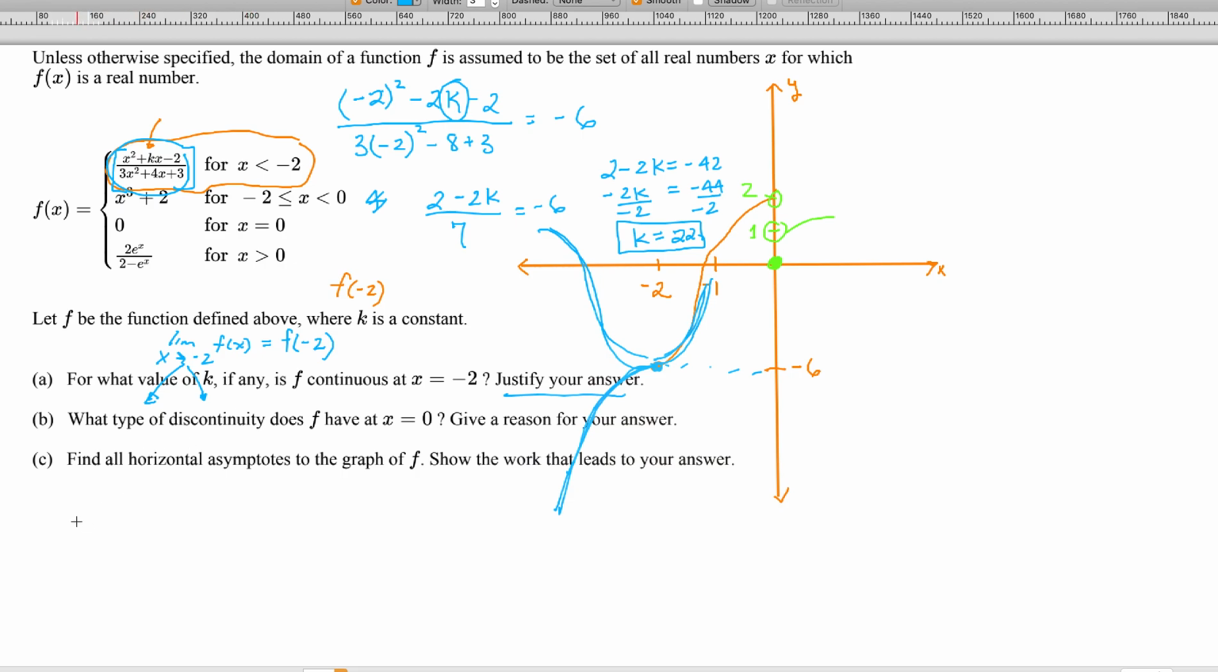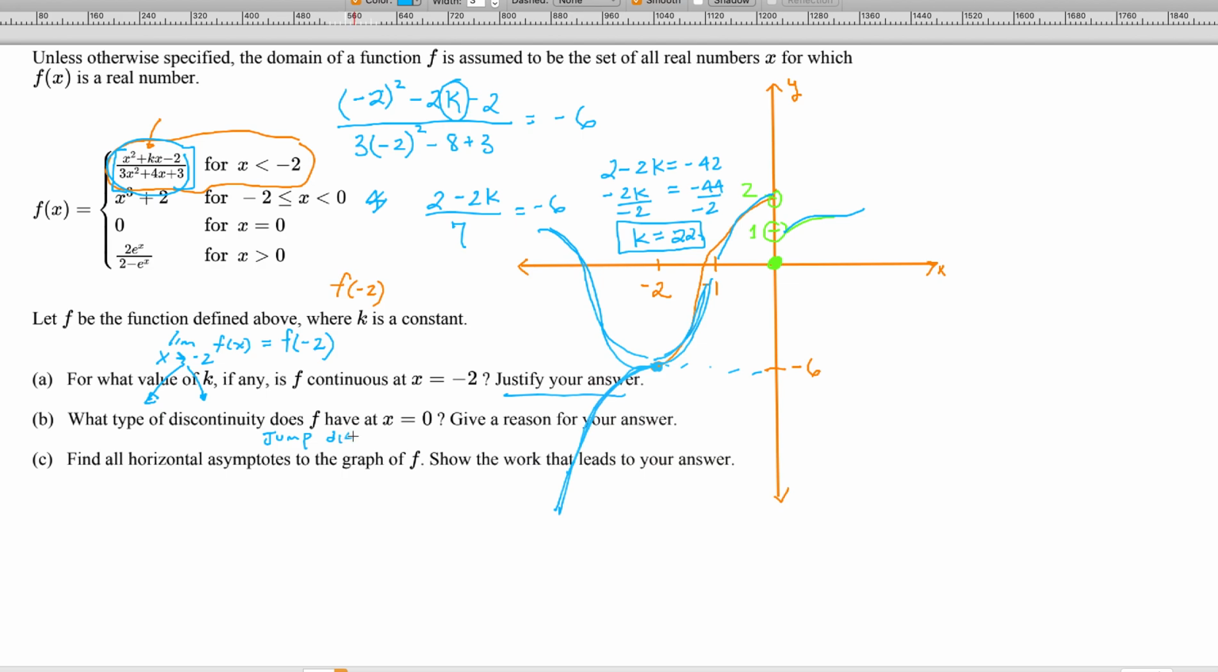Okay, now B. What type of discontinuity does f have at x equals 0? I did that here, and if you look at this, this is a jump discontinuity. This piece goes like that, or something like this, but it just jumps at that value 0. So, jump discontinuity.